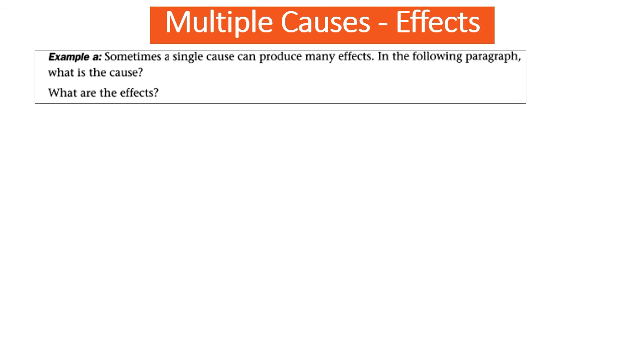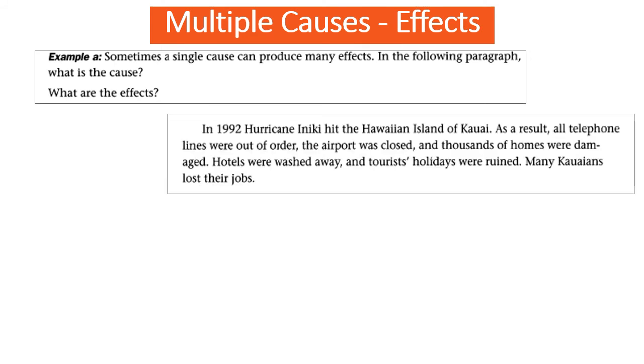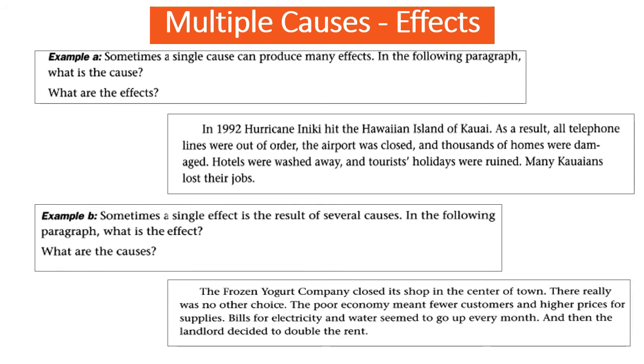Well, an interesting fact is that sometimes a single cause can have many effects, and vice versa. A single effect can be the result of several causes, and this is called multiple causes and effects. So look at these two examples. Here I have example A and example B. As you can see, example A is an example of a single cause that can produce many effects. For this first example, what is the cause and what are the effects?